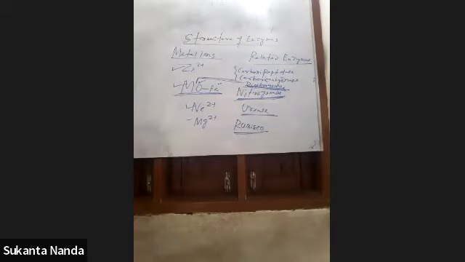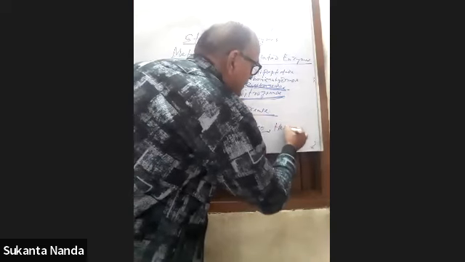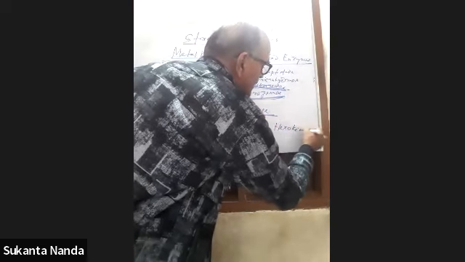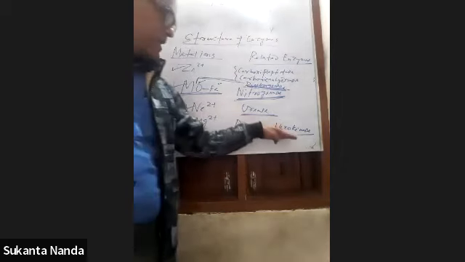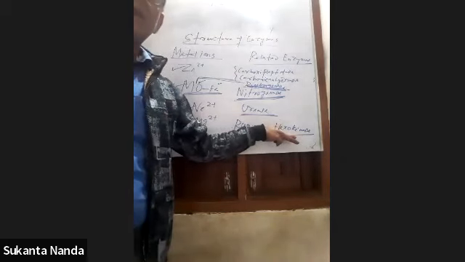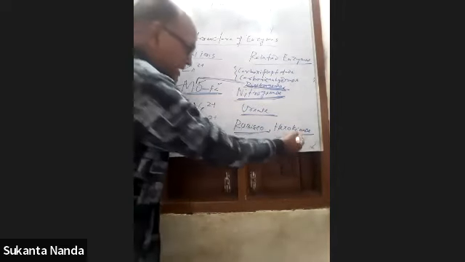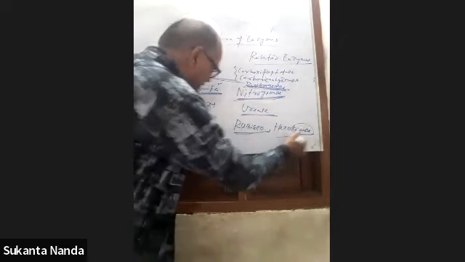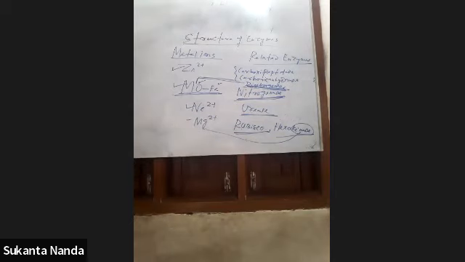And another one is hexokinase. It is the first enzyme which plays an important role in the glycolysis process. All kinase enzymes relate to magnesium. You will have to remember that, magnesium.